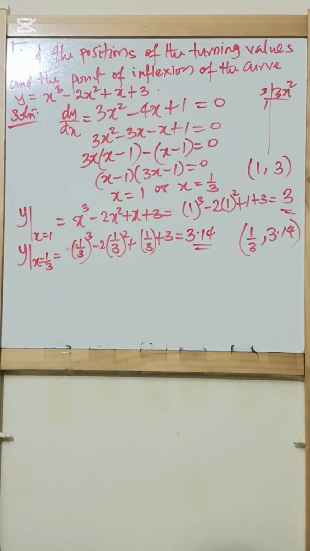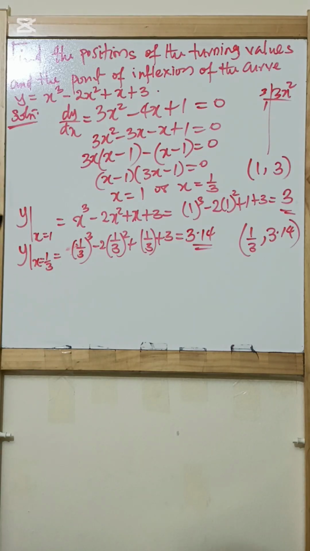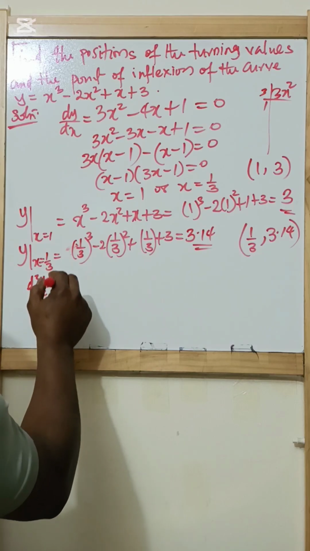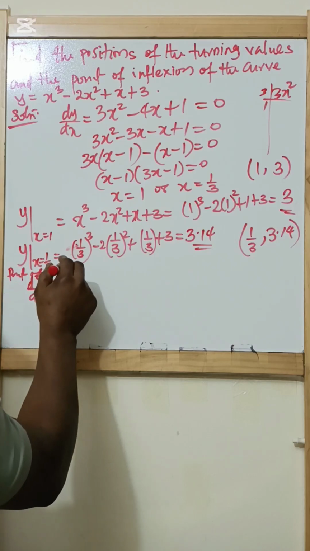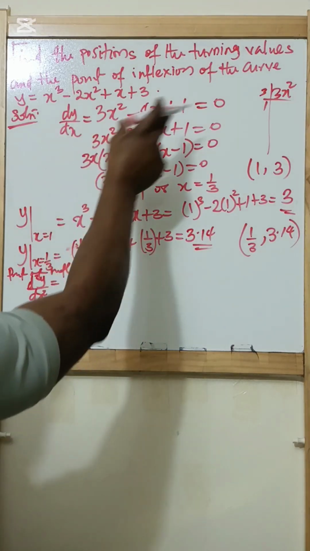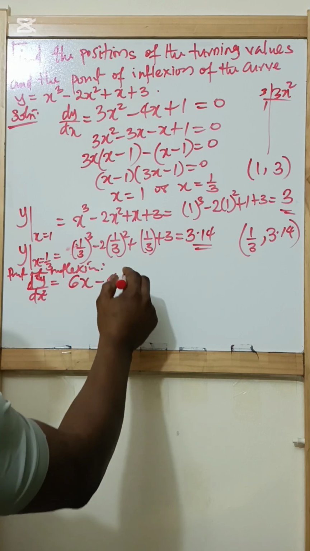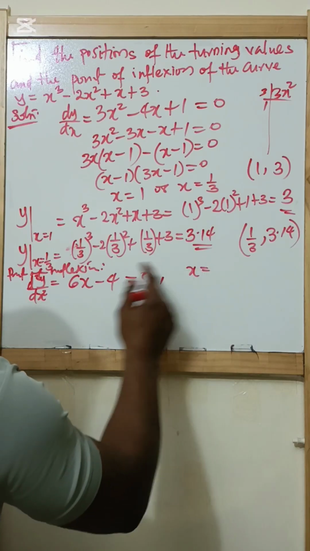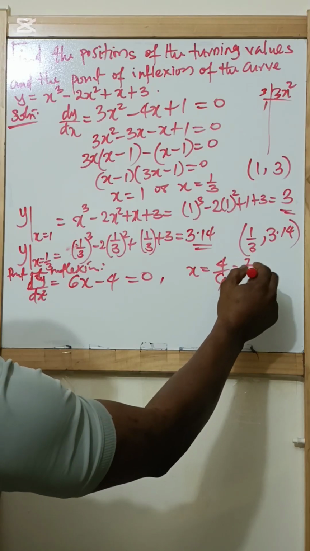But they also asked us to find the point of inflection. How do we get that? At the point of inflection, d²y/dx² is equal to 0. So we need to differentiate dy/dx. Differentiating this, we get 6x minus 4. You equate it to 0. So from here, x is, when 4 comes here, it becomes 4 all over 6, which is 2 over 3, since 2 is common.